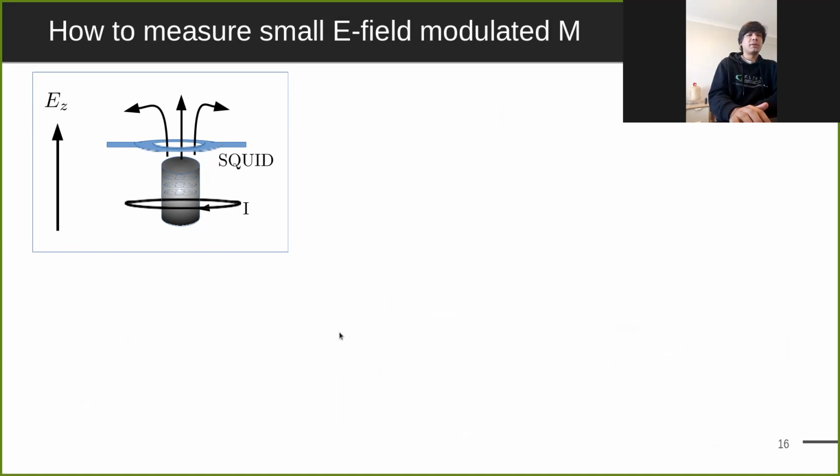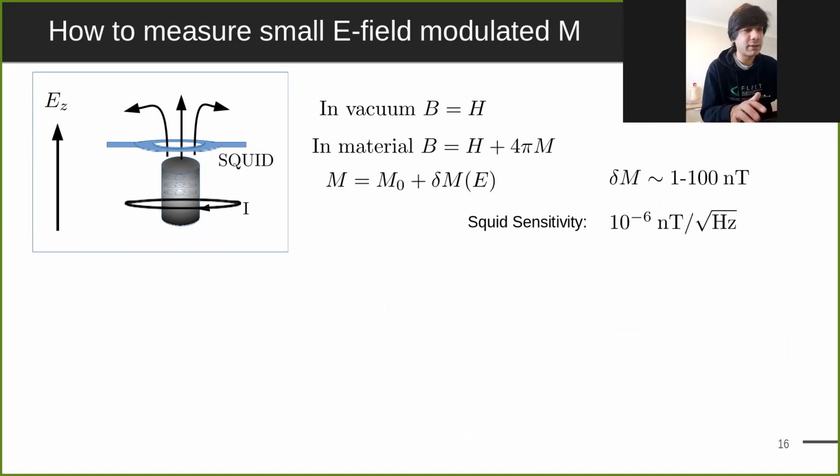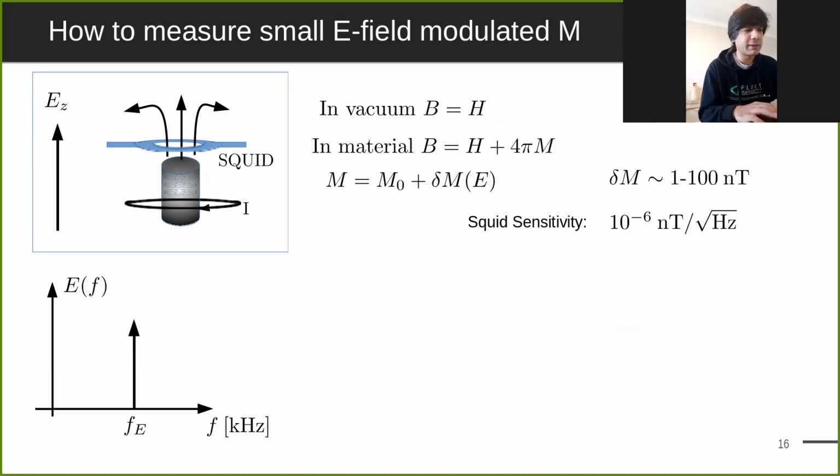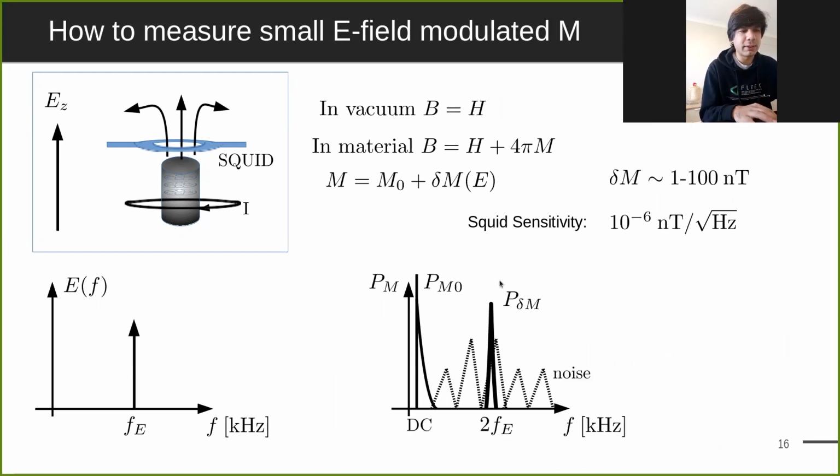And how do we do that? Probably experimentalists know this much better than I do, because we have an effect that's proportional to E squared. What you can do is to apply an electric field that has a kilohertz frequency, and then the electric field modulated magnetization, by virtue of being proportional to E squared, should pop out at exactly twice the frequency of the electric field. In this power spectrum density, you have this very large DC component, the signal that we predict, and also some noise. Thanks to the extreme sensitivity of SQUID, we predict that you can easily measure the signal.